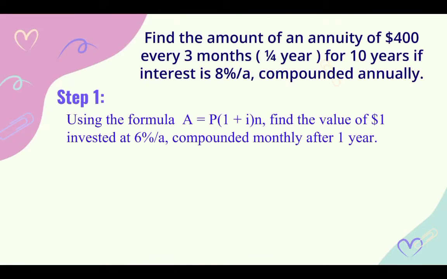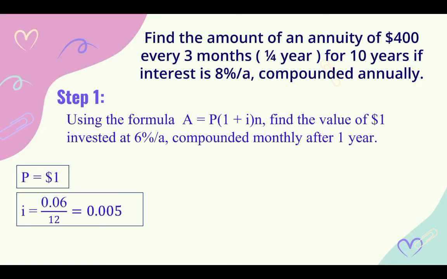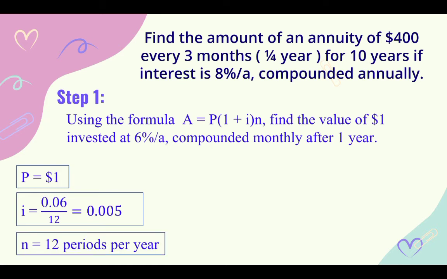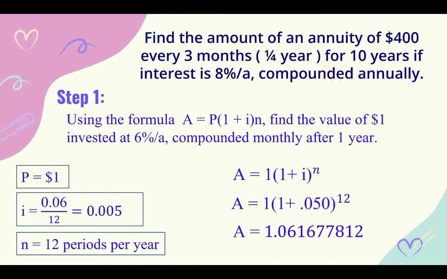The first step is to find the value of $1 invested at 6% compounded monthly after 1 year. So P would be $1, i is 0.06 over 12, or 0.005, and our n is 12 periods per year. Substituting to the formula, we will have the value of A as 1.061677812.